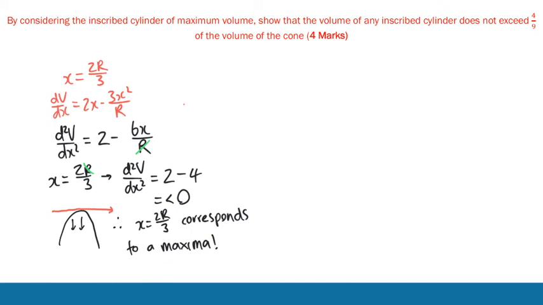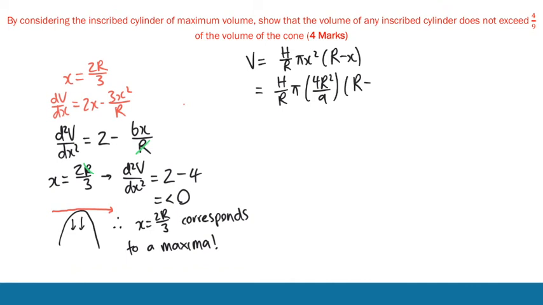So I've just popped our volume formula in the top right there. Let's substitute x equals 2r on 3. We get, in this spot, 4r squared on 9. That's 2r on 3 squared. Then we have r minus 2r on 3 inside that bracket there. Now let's tidy up a few things. This r cancels with that squared on that r. And on the inside of the bracket, that's just going to be r on 3.